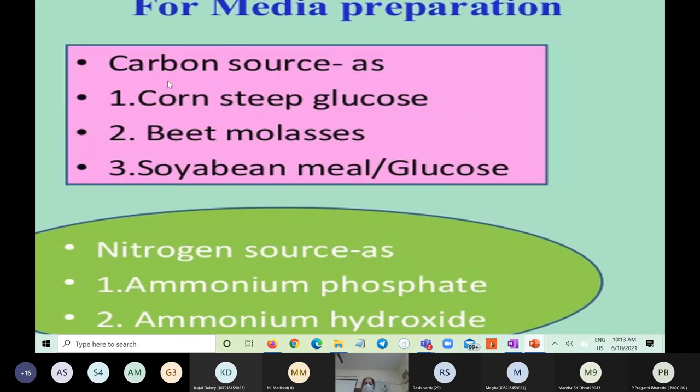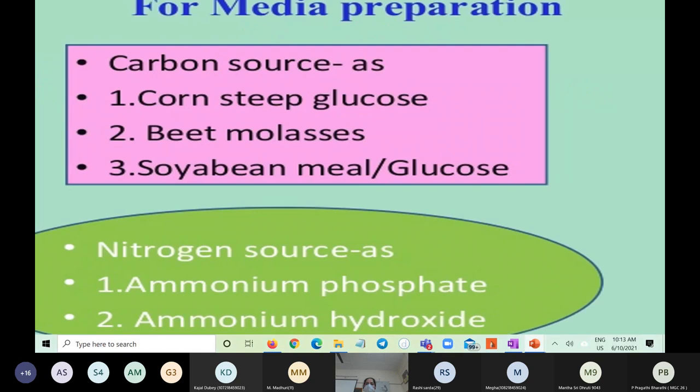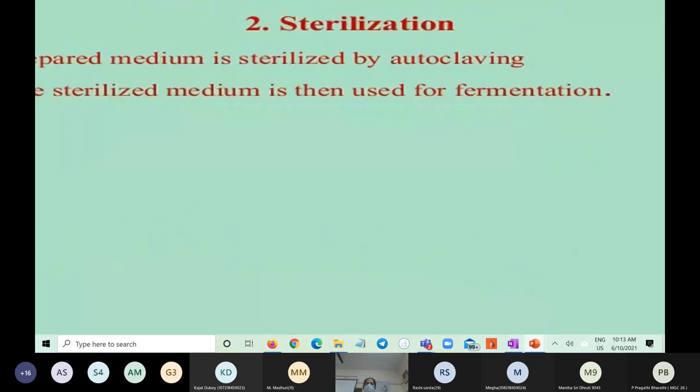Now, for the media preparation, what are the different carbon sources? The different carbon sources for this media are corn steep, beet molasses, soybean meal, or glucose. Nitrogen sources are ammonium phosphate and ammonium hydroxide. Then the prepared media is sterilized by autoclaving, and the sterilized media is then used for the fermentation.